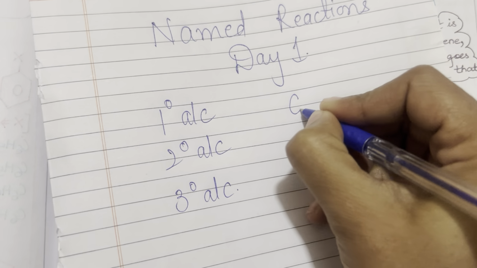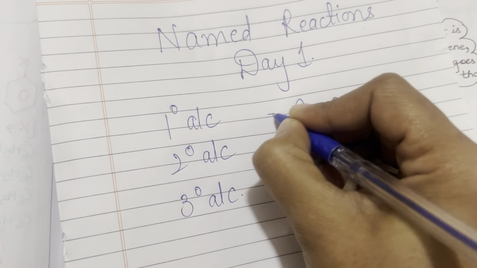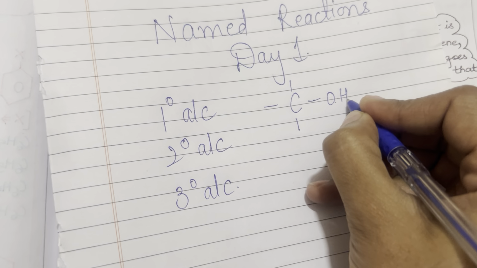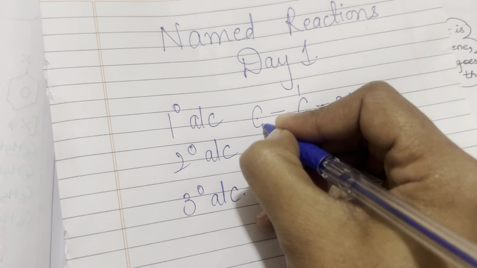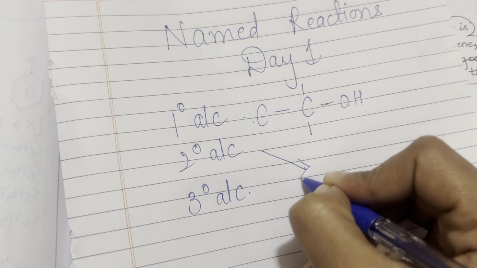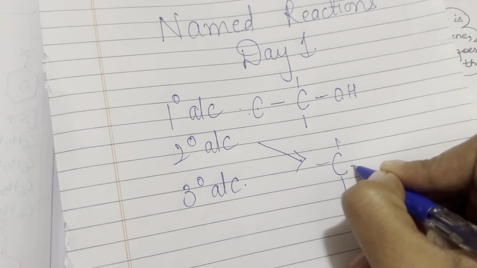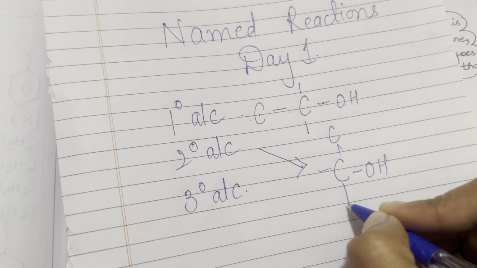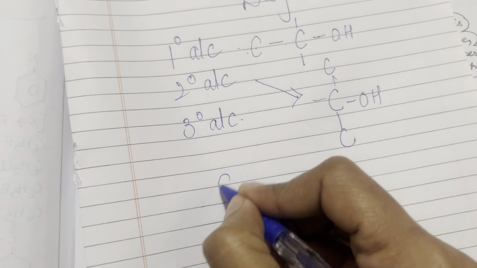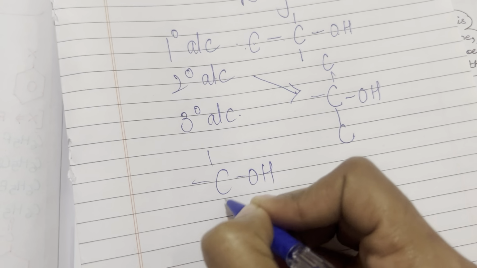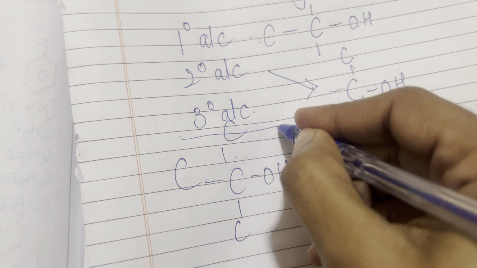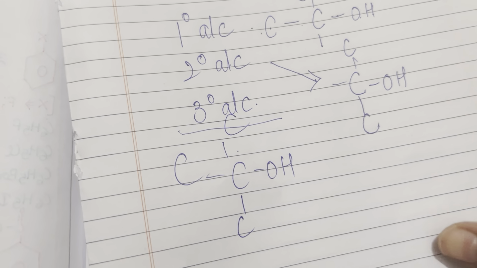So when you have carbon with OH, you know that carbon has 4 valencies. One is attached to OH. This in turn, if it is attached to one carbon, then it is a primary alcohol. If you have a carbon whose two valencies are satisfied with carbon, then it is a secondary alcohol. And if you have a carbon whose 3 valencies are satisfied with carbon, then you call it a 3 degree alcohol or a tertiary alcohol.